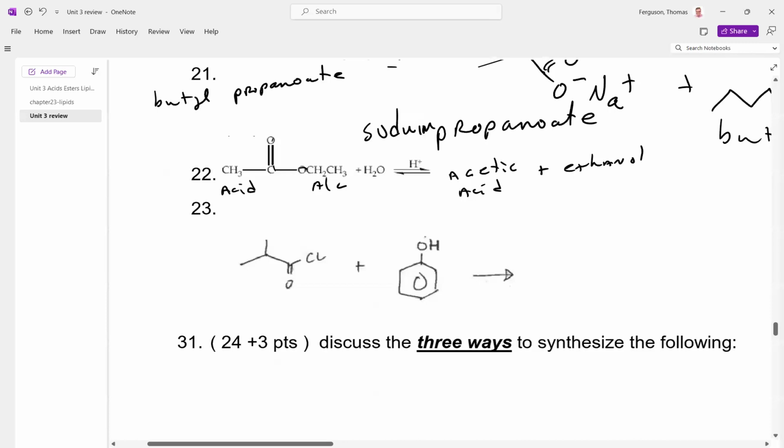Here we have an acid chloride plus an alcohol. It's going to form an ester.